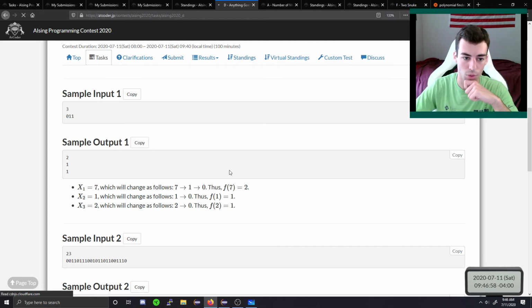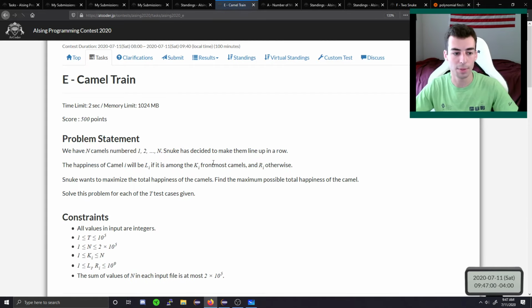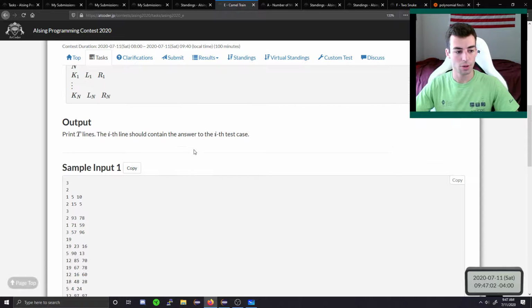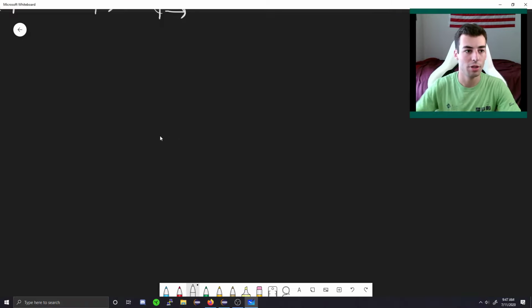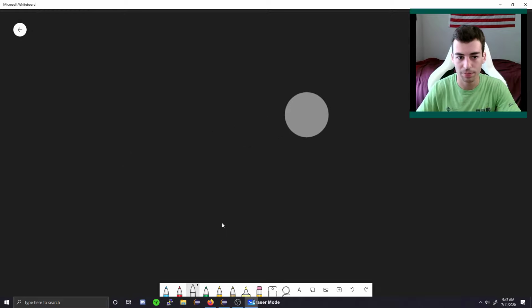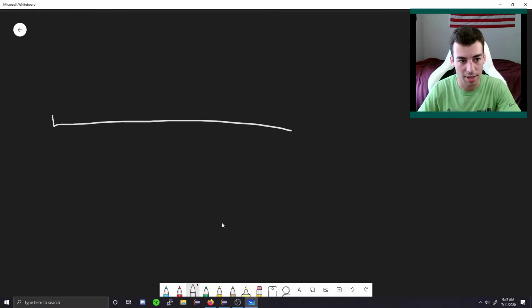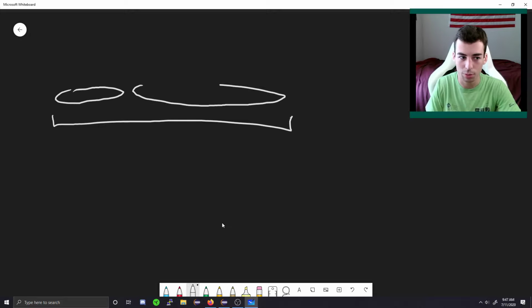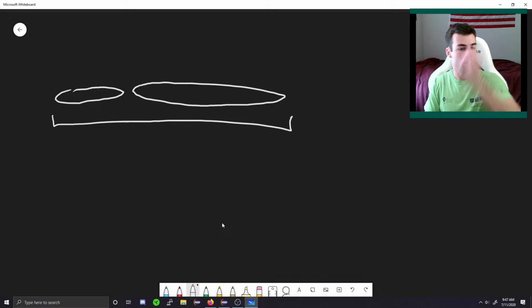Problem E was also quite a cool problem, I thought. Camel train. So in this problem, you have a bunch of camels. And here's my picture from it. But basically, you've got a bunch of camels, and each camel is like, well, I don't know why they're camels, really. Maybe it's just an AtCoder theme that I'm not familiar with yet. But this camel might be okay.